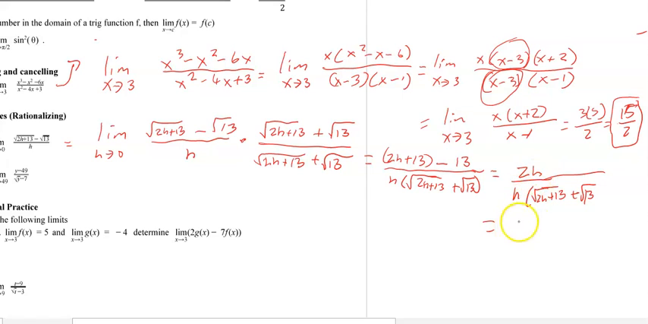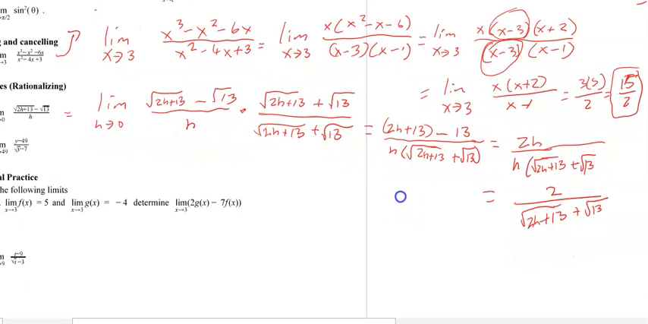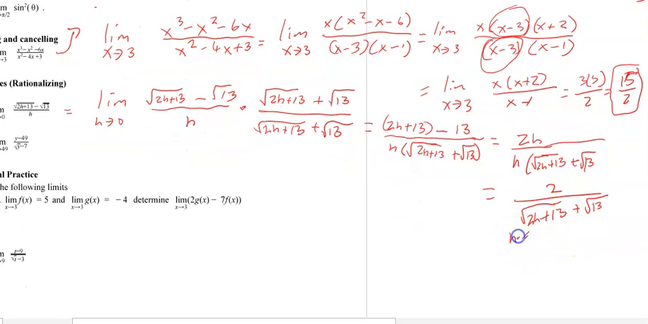We can cancel out the h's now, and we're left with 2 over radical 2h plus 13 plus radical 13. But h will tend to 0 here, so you can plug in h equals 0. And so you're left with 2 over 2 radical 13. And your final answer, most simplified, will be 1 over radical 13. And we're done.